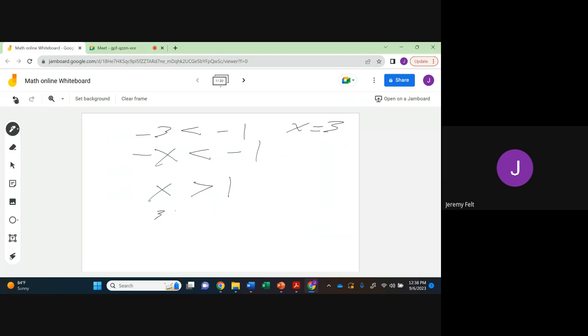Well, if I had not flipped the sign, it would be 3 is less than 1, which obviously is not true. 3 is greater than 1. So an equal sign, if we flip an equal sign, it's still an equal sign. So that doesn't really matter.